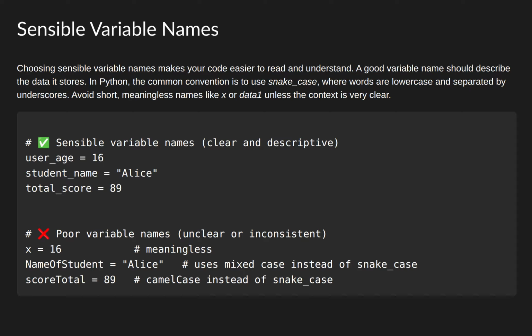The variables user_age, student_name, and total_score follow the recommended conventions, making the code straightforward to follow. Meanwhile, x is meaningless. NameOfStudent uses the wrong case style, and scoreTotal does not follow Python's naming guidelines. By choosing descriptive, consistent variable names, you make your code clearer and easier for others to maintain.